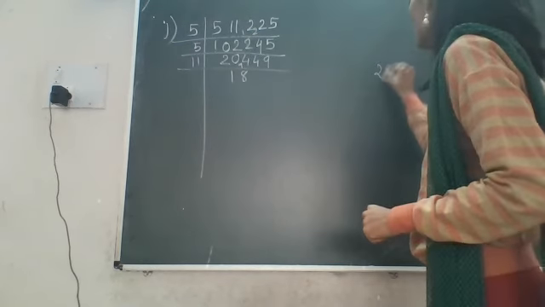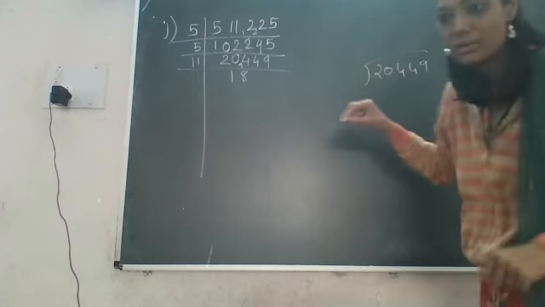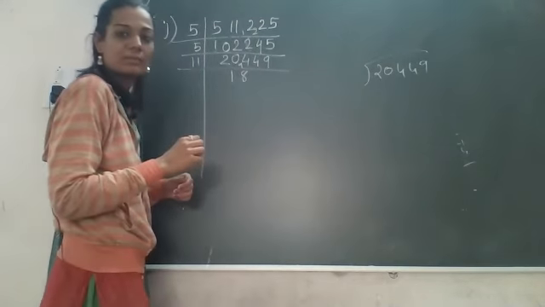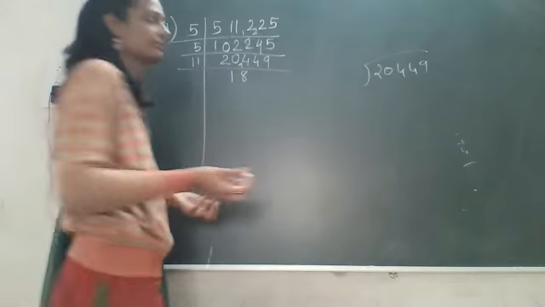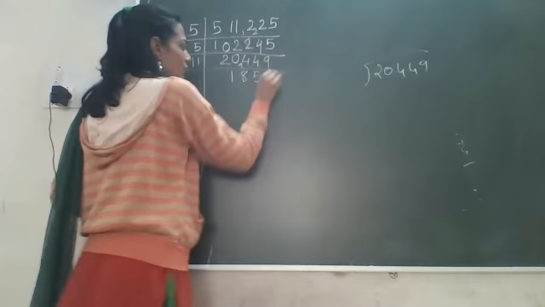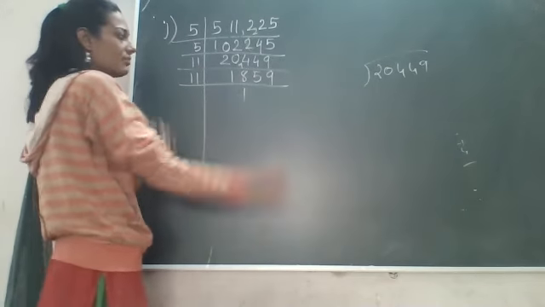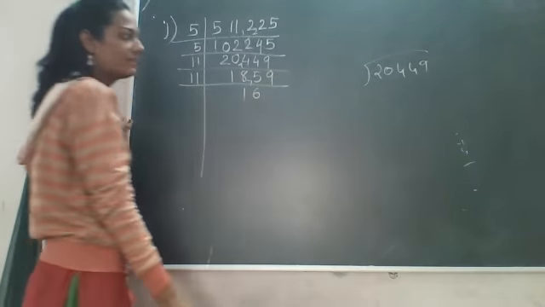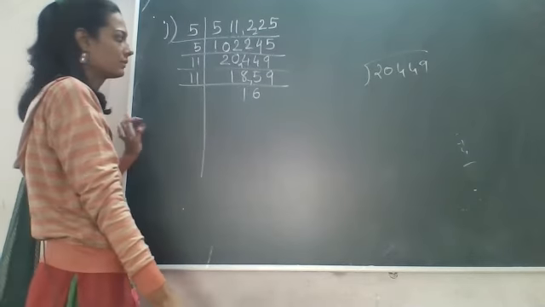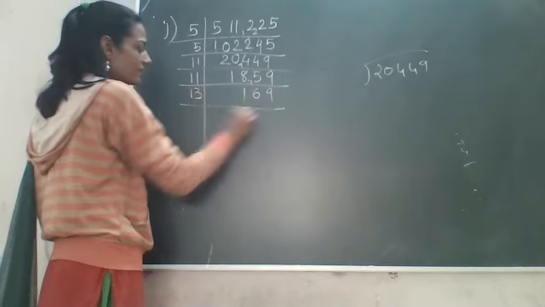20449 divided by 11, 1859, ma'am. Speak it again. 59. Okay, 59. Next 11, 1 by 11, 7 6s are, and then what will come? 9. Now it is a square of 13, right?